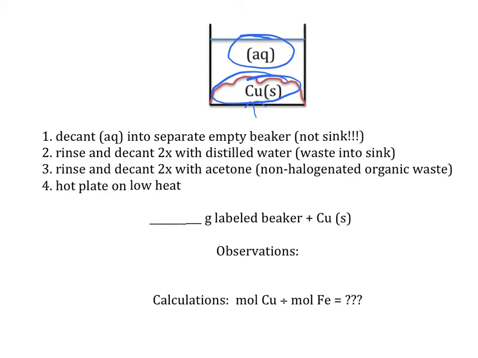So we've got to get rid of that solution, and the way we're going to do that is to pour it off very carefully. That process is called decanting. So we pour off the aqueous solution, but make sure you don't pour it directly into the sink, because if you accidentally tilt the beaker too far, you can pour your copper right into the sink and you have to start the experiment again.